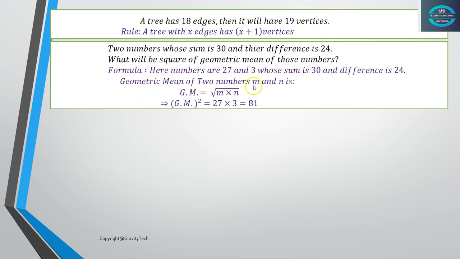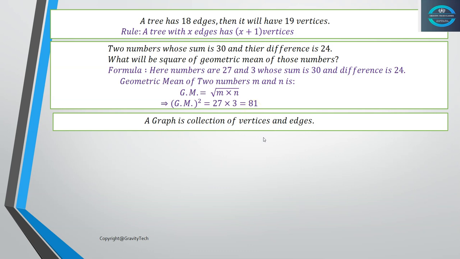For the geometric mean of two numbers m and n, the formula is: geometric mean is equal to under root m into n. So when you take the square, geometric mean square will be m into n. M is 27, n is 3, so 27 into 3 is 81. If geometric mean square is asked, it will be 81. If geometric mean is asked, it will be square root of 81, that is 9. Now what is a graph? A graph is basically a collection of vertices and edges.